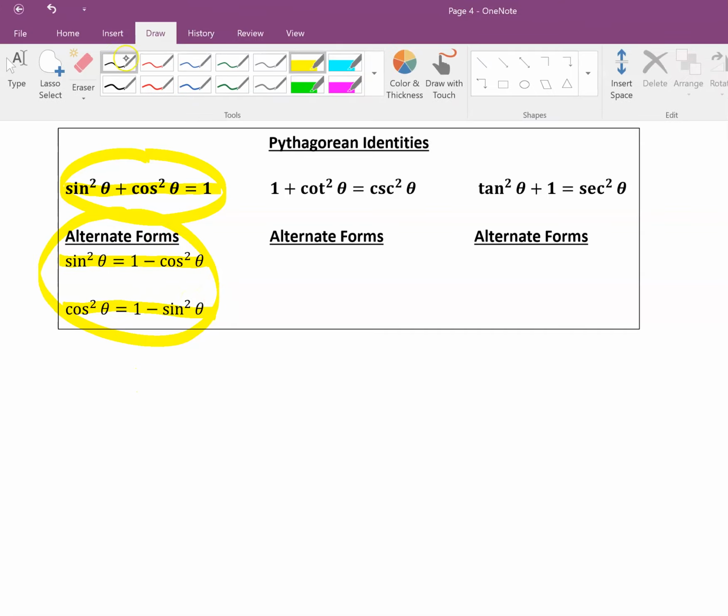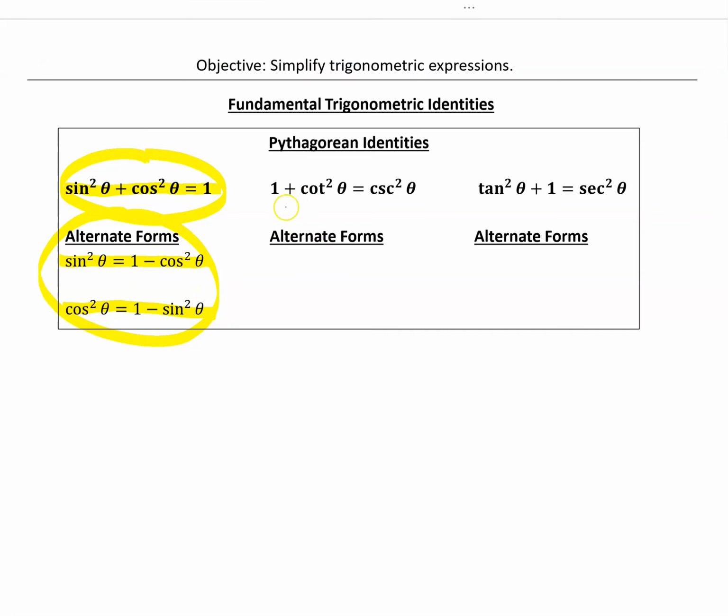For our alternate forms of 1 plus cotangent squared equals cosecant squared, we could subtract 1, which would give us cotangent squared theta equals cosecant squared theta minus 1. Or we could subtract the cotangent squared from both sides. In that case, that form is usually written cosecant squared theta minus cotangent squared theta equals 1.